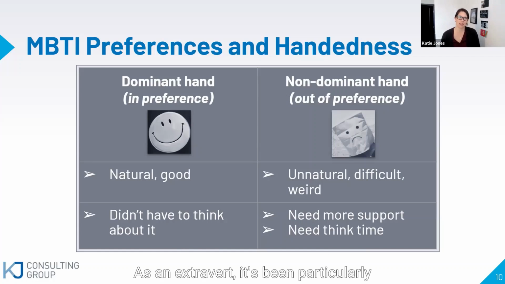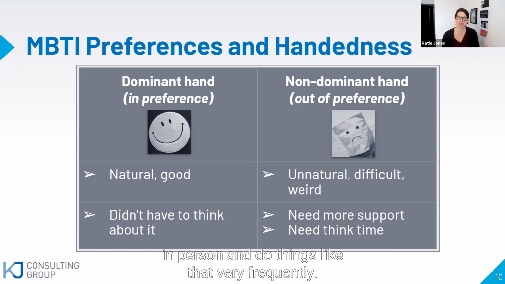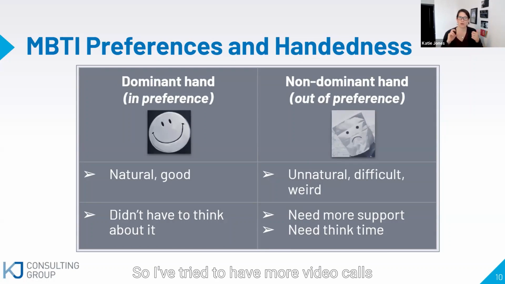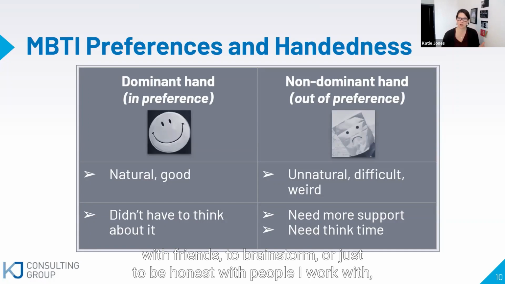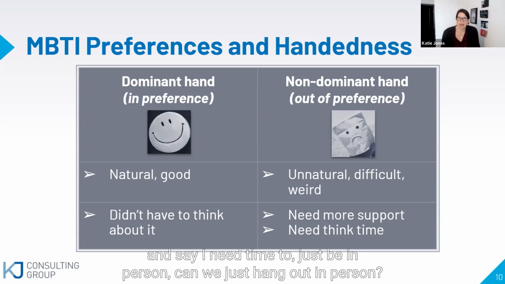As an extrovert, it's been particularly challenging to not be able to spend time with loved ones and to brainstorm in person and do things like that very frequently. So I've tried to have more video calls with friends to brainstorm, or just to be honest with people I work with. Hey, I need time to talk things out. And even with my introverted friends to say, I need time to just be in person. Can we just hang out in person?